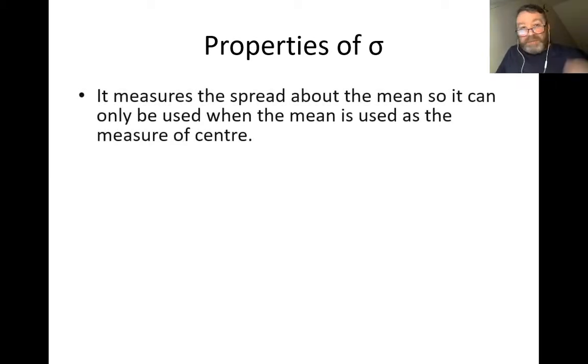So what is sigma? What are the properties of sigma? Well, first of all, it measures the spread of data around the mean. Okay, so it can only be used when the mean is used as the measure of center. So if you're going to measure the mean, then you can measure the deviation from the mean.